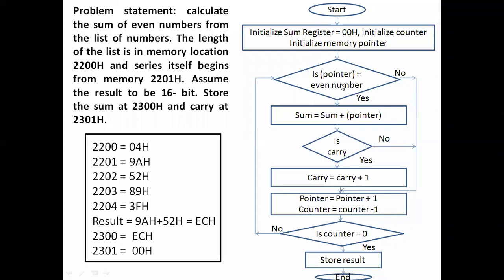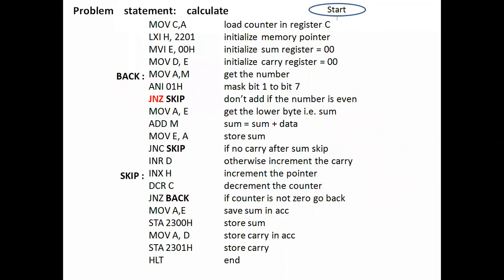So for checking whether the number is an even number, we have to do certain AND operations, so that it will check whether the D0 bit is 1 or 0. If it is 0, it is an even number. If it is 1, it will be an odd number. So let us see how the program works.